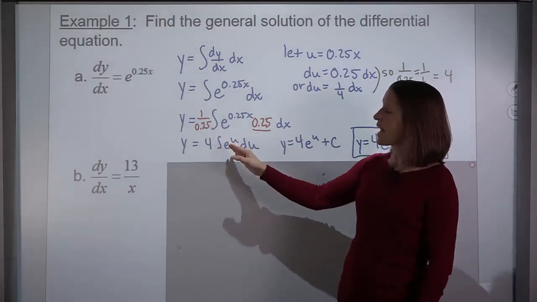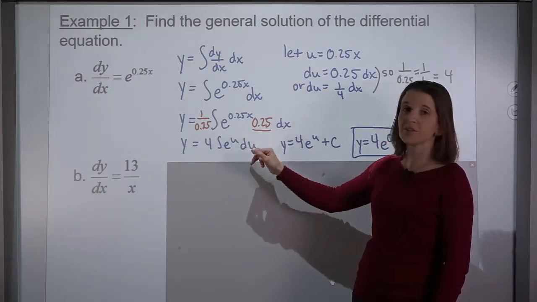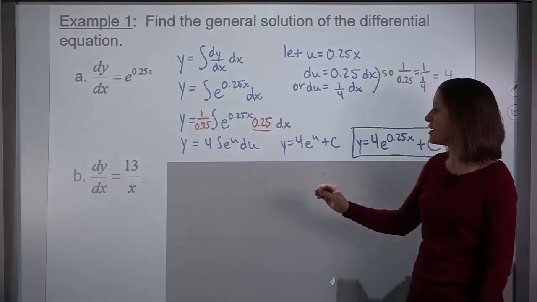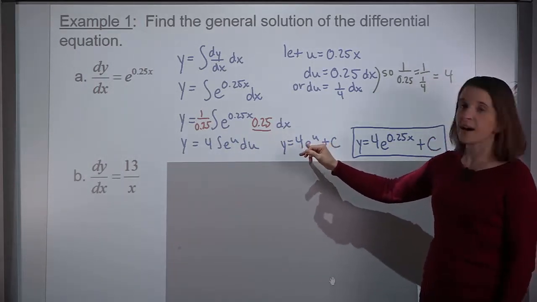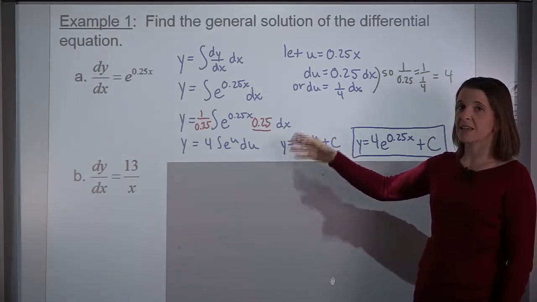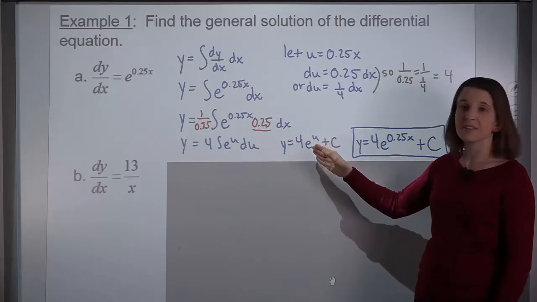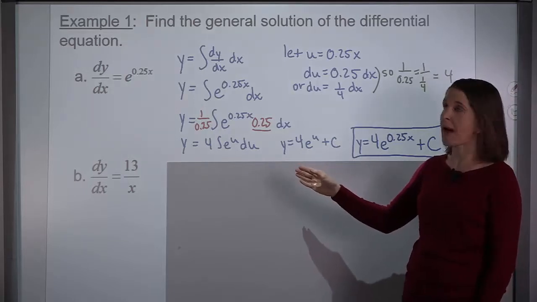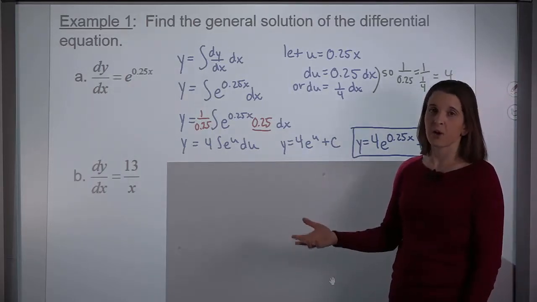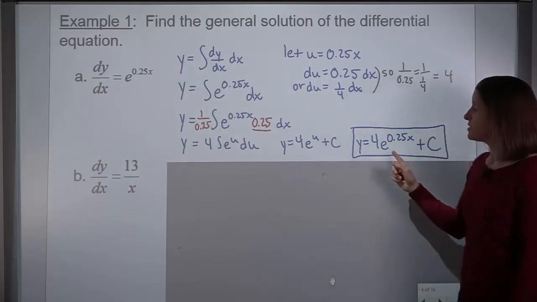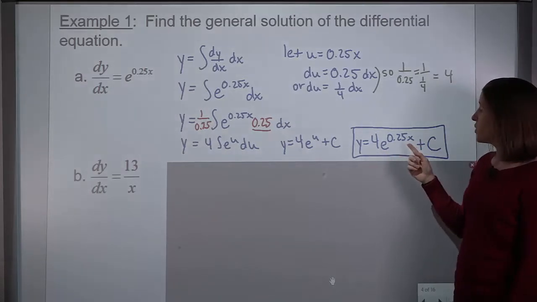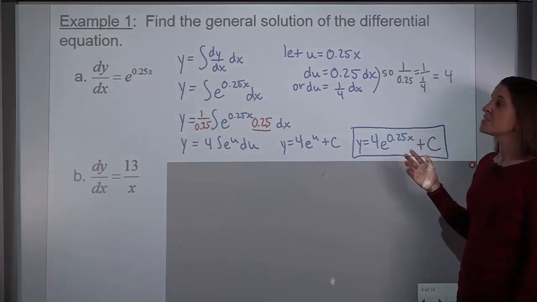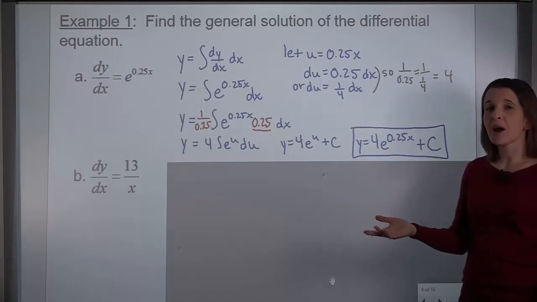Now that I've done that, I have e to the u du. That is one of the nice antiderivatives, I know. And so the 4 is a constant that stays, and the antiderivative of e to the u du is e to the u, and then we get our plus c. And so then, of course, I need to put it back into x's. The u is just to help me with that substitution process, and so I get 4e to the 0.25x plus c. So we just did a u substitution problem here.